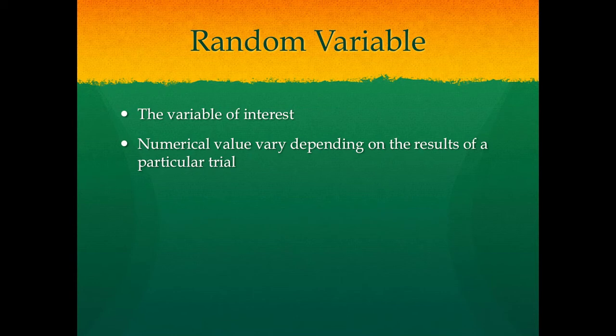A random variable is the variable of interest, and it's a numerical value that varies depending on the results of a particular trial. So, for example, you have the probability distribution for rolling two dice you're very familiar with. You have this table that you can set up where the first die has the chances of the different outcomes of 1 through 6, and the second die also has the different outcomes of 1 through 6. So your random variable would be the outcome of rolling two dice, and then it has a probability of each of the different outcomes.